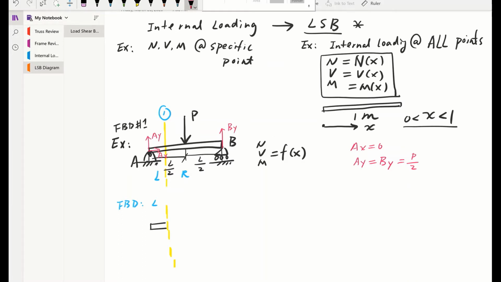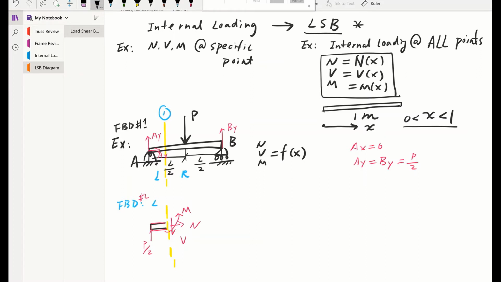So we found everything we need for this problem. Now we go back to our FBD number 2, which is the left section. Our AX is equal to 0 and AY is half of P, right? And how about our internal loading? Follow our sign convention. N has to be made tension to be positive. V goes down to make this entire part rotate clockwise. Then we have to make a happy smile for M. Then we are going to solve them, okay?